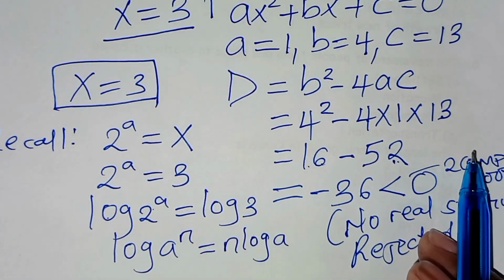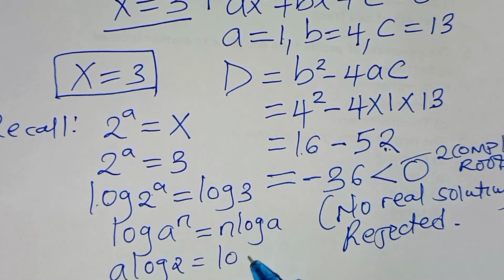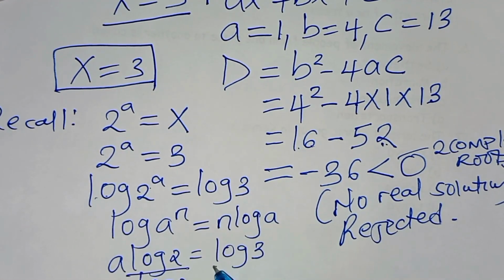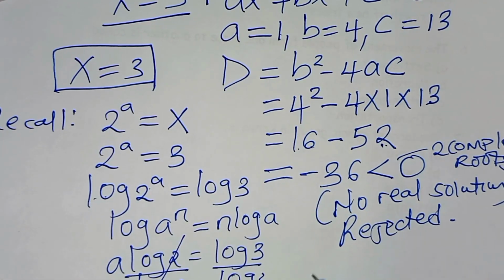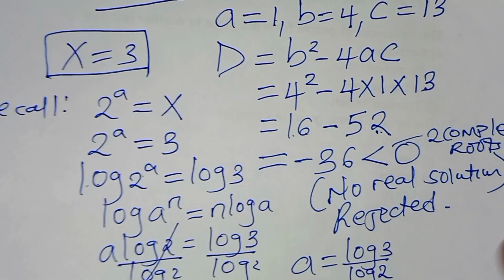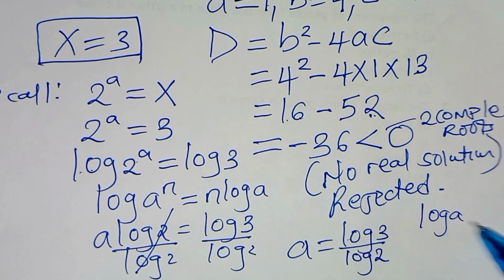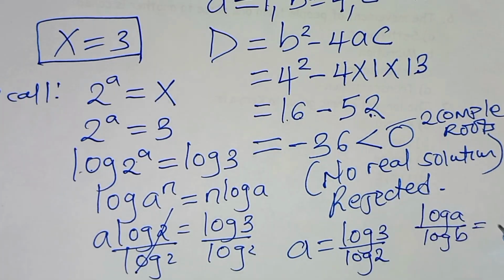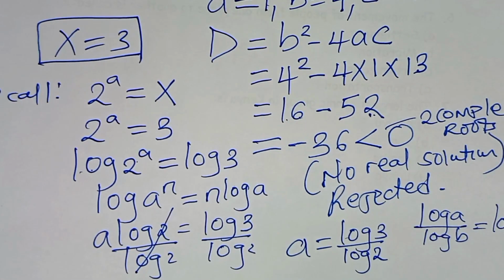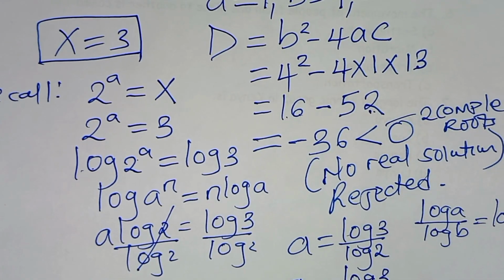So applying this power rule property, we'll have a log 2 equal to log 3. So we divide both sides by log 2, so that now the value of a is equal to log 3 divided by log 2. But now, log 3 divided by log 2 is in the form of log a divided by log b, which we can express as log a to base b. So applying this property, then a is equal to log 3 to base 2. This is the value of a.